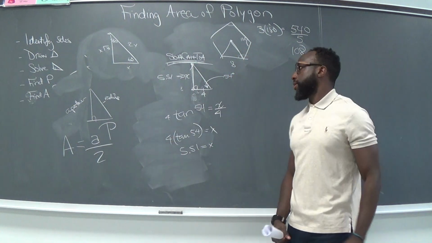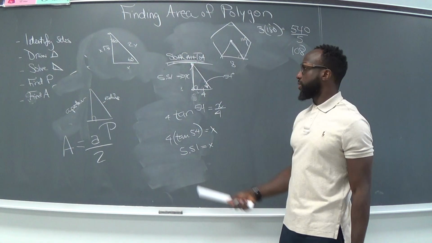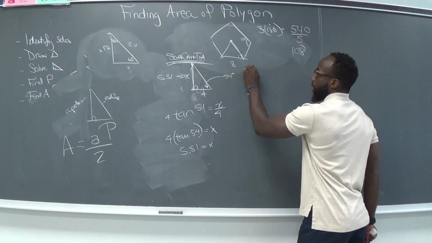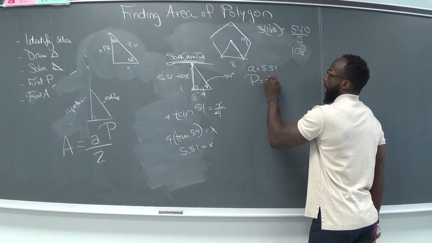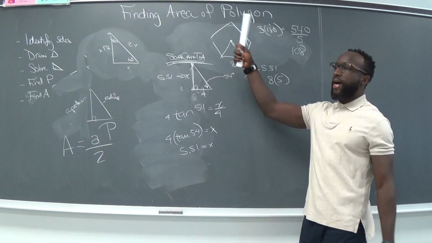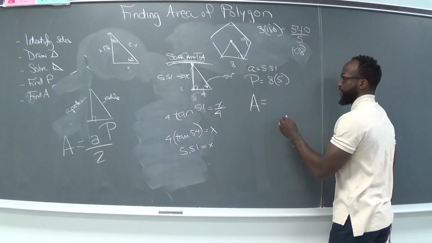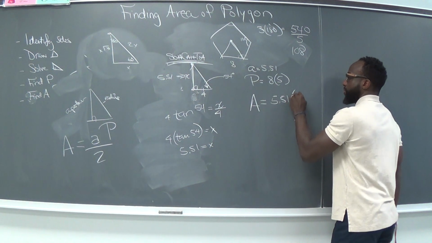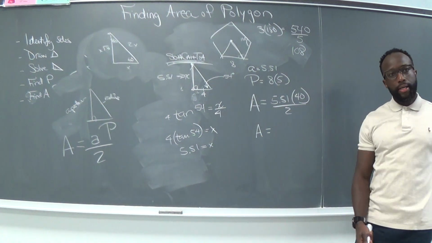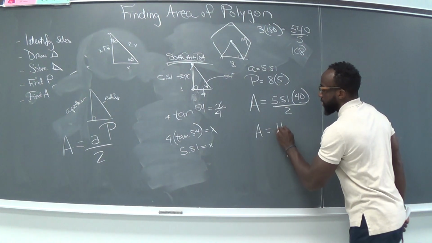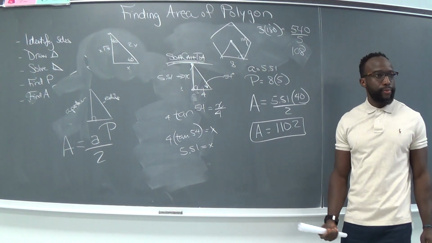Get your calculators ready so we can work this out now. So now we have the side lengths, which are 8 apiece, and we have the apothem, which is 5.51. So a is 5.51. And the perimeter is going to be 8 times 5, which is 40. So let's find the area of this figure. It's going to be 5.51 times 40 over 2. Area then will equal what? You got it already? Yeah, 110.2. That is the area. Okay?